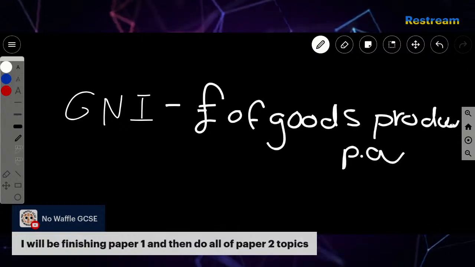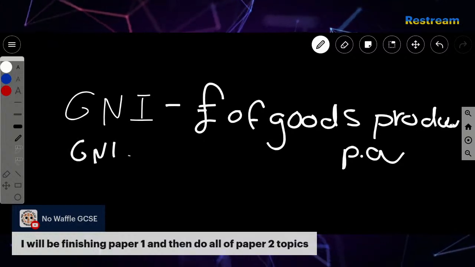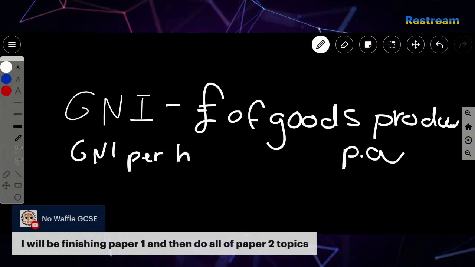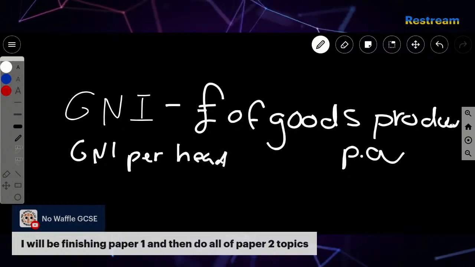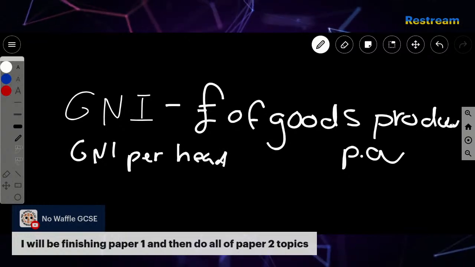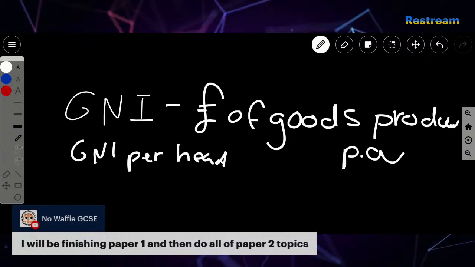and services. Now we also have this thing called GNI per head, which just means the total value of goods and services divided by the population. It's not a really good measure because obviously some people earn a lot more than others and vice versa.